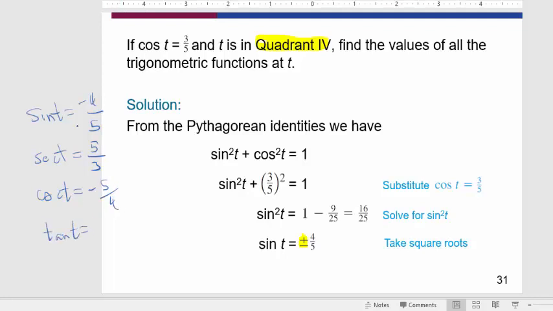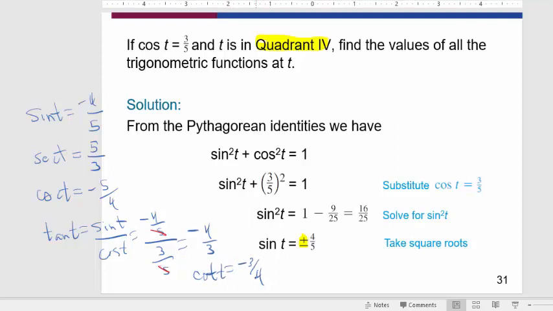And the tangent of t is going to be the sine divided by the cosine, right? The sine of t divided by the cosine of t. So that's going to end up being negative 4/5 divided by 3/5. And again, keep, change, flip, and the 5's cancel. So you end up with negative 4/3. And now that we've simplified the tangent of t to be negative 4/3, we know that the cotangent of t is just going to be the reciprocal, which is going to be negative 3/4.